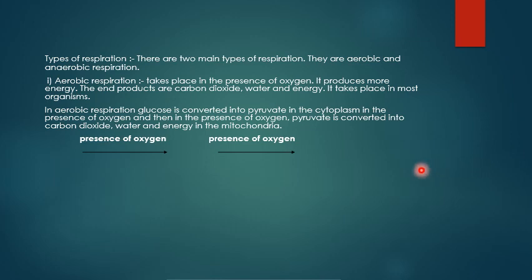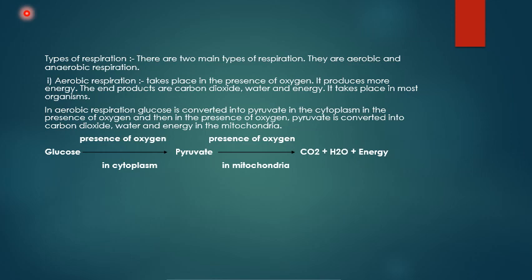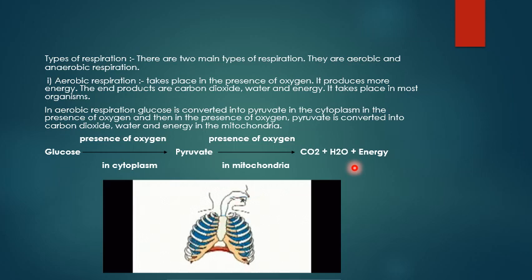Why did I explain this? I want to tell you there are two types of respiration. One is aerobic respiration, another is anaerobic respiration. Now let us discuss aerobic as well as anaerobic respiration. First, let us discuss aerobic respiration. Aerobic respiration mainly takes place in the presence of oxygen. We require oxygen for aerobic respiration. Got it? It produces more energy. The end products are carbon dioxide, water and energy. It mainly takes place in most organisms, including human beings. Got it? So here what happened?